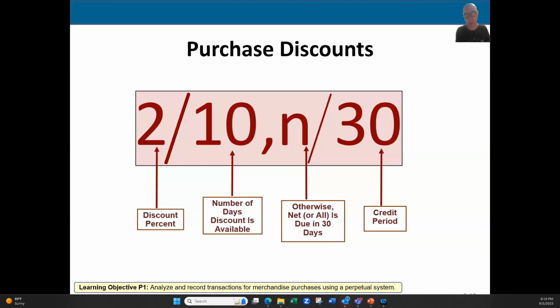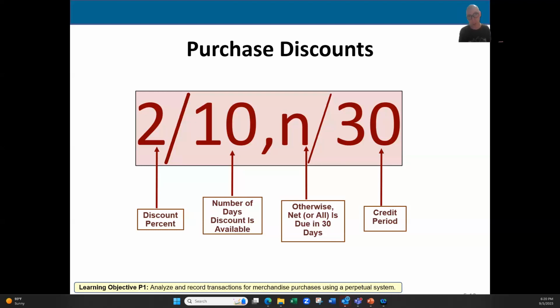If you pay this invoice within the first 10 days of the invoice date, you will receive a 2% discount. Otherwise, the entire invoice is due within 30 days. See? 2/10, net 30. 2% discount if you pay within 10 days. Otherwise, the net, or all of it, is due within 30 days.